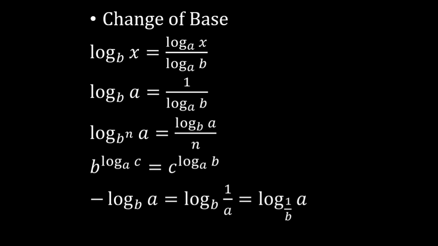B to the power of logarithm of x to the base a equals c to the power of logarithm of b to the base a. Minus logarithm of a to the base b equals logarithm of 1 over a to the base b equals logarithm of a to the base 1 over b.